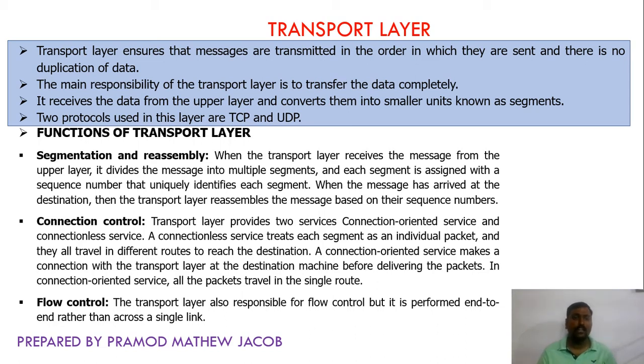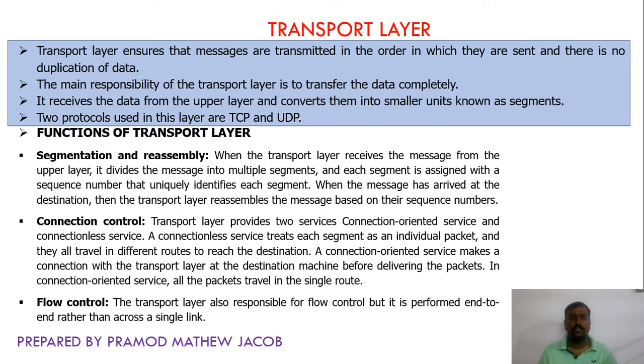The next is connection control. The transport layer provides two types of services: connection oriented service and connectionless service. A connectionless service treats each segment as an individual packet, and they all travel different routes to reach the destination. Whereas a connection oriented service makes a connection with the transport layer at the destination machine before delivering the packets. In connection oriented service, all the packets travel through a single route.